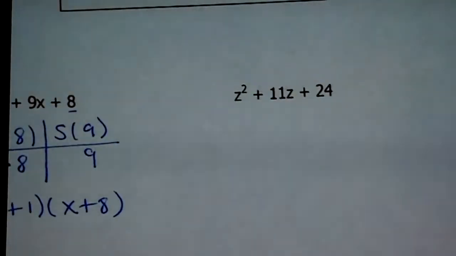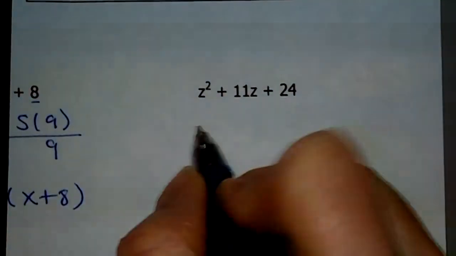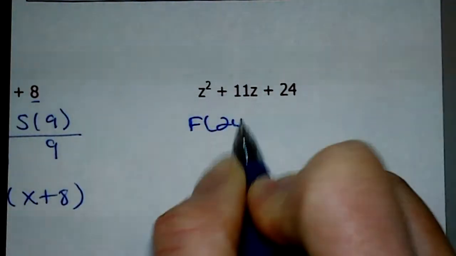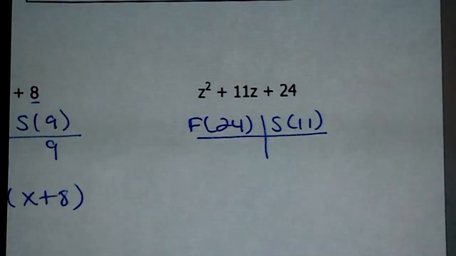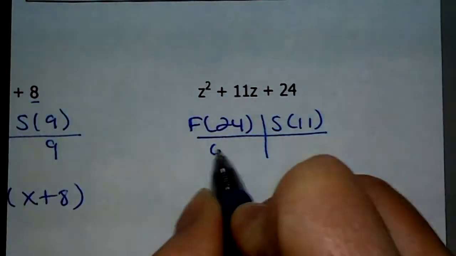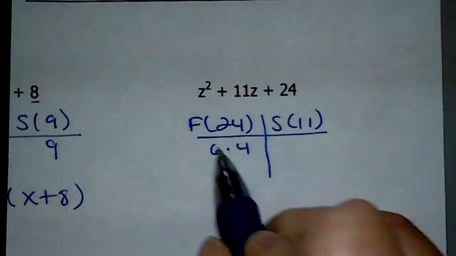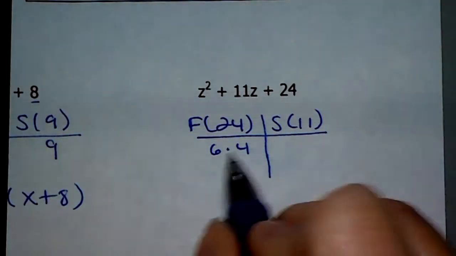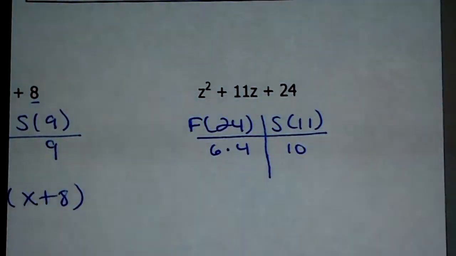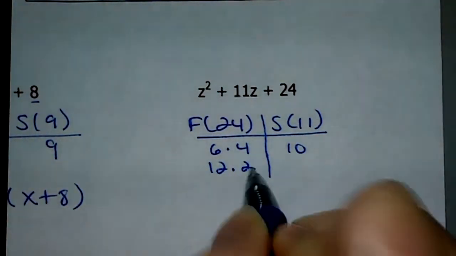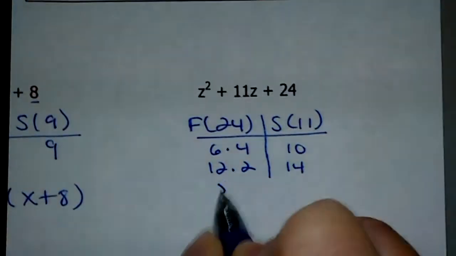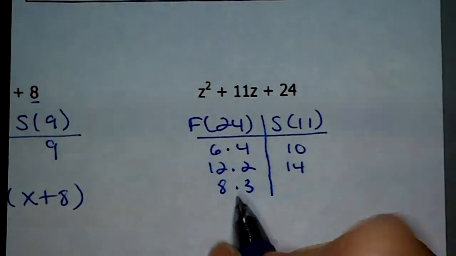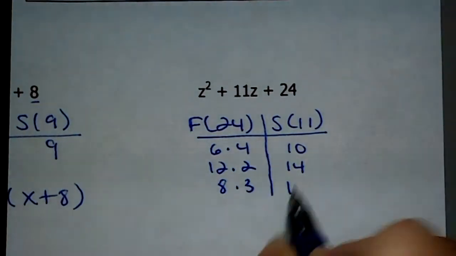All right, last one like this. I want the factors of c to get the sum of the b. So what are some factors of 24? Well, maybe you think, well, 6 times 4 is 24, but 6 plus 4 is only 10. Well, 12 times 2 is 24, but 12 plus 2 is 14, so that's not going to work. Okay, well, 8 times 3 is 24. Hey, 8 plus 3 is 11.